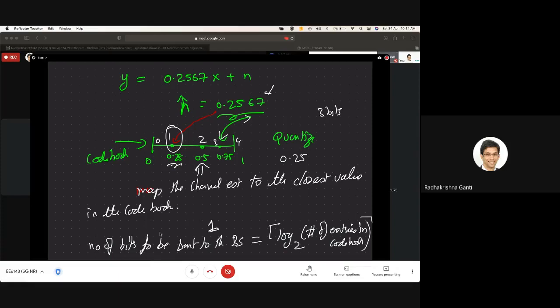But just feeding more bits has a cost. This is called code book quantization. In one dimension it's called quantization; in higher dimensions it's called vector quantization or code book based quantization. Is this clear?